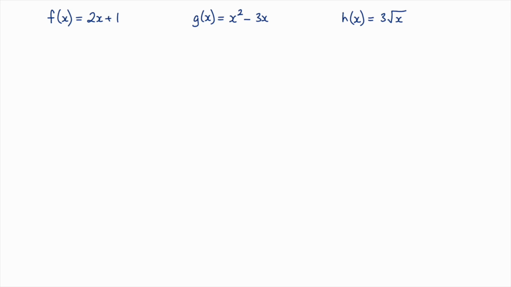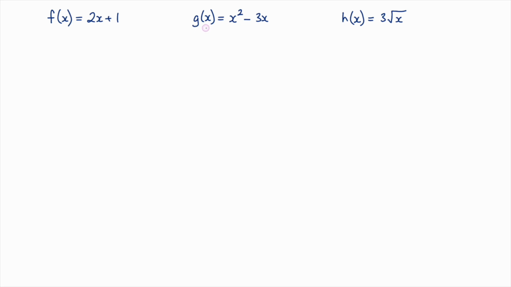In this lesson, we're going to look at some functions. So I have a function here, f of x, and that's equal to 2x plus 1. Now what that means is whatever value I put into the function, what I'm doing to it is I'm taking that value, multiplying by 2 and adding 1.